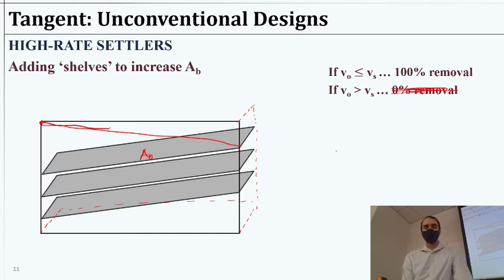And again, that all relates to the settling velocity being related to Q and being related to the area of the basin.